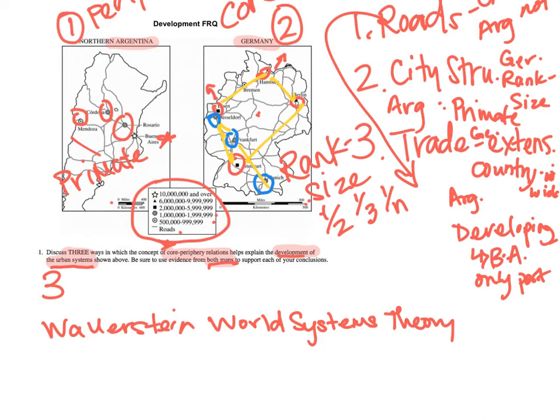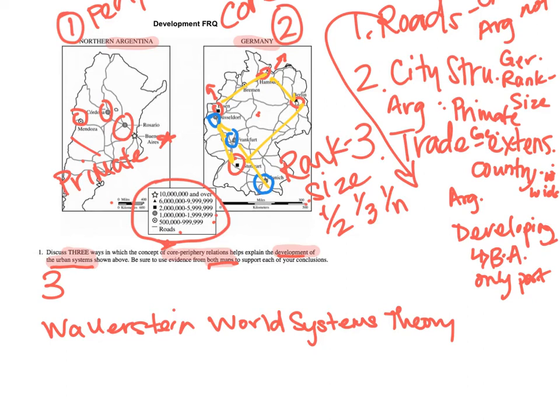So it's asking me for three ways, right? The context is the core periphery relations. And then the things I'm explaining are the development of urban systems. Now, all of these things, again, you would want to make sure that you tie back into that core periphery. It makes sense that Germany has lots of roads and extensive trade because they're in the core. Argentina has fewer roads and less integrated and extensive trade networks because they're in the periphery.